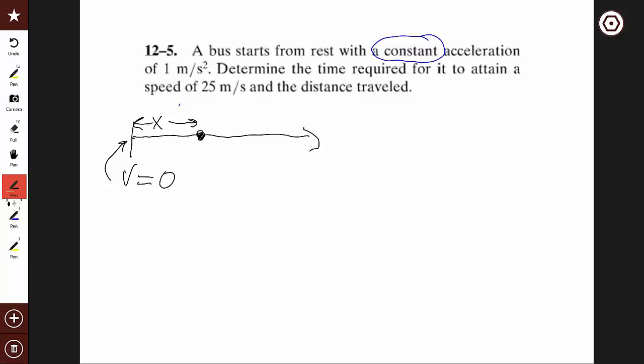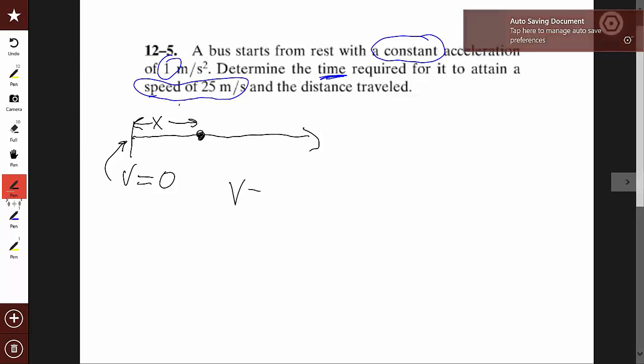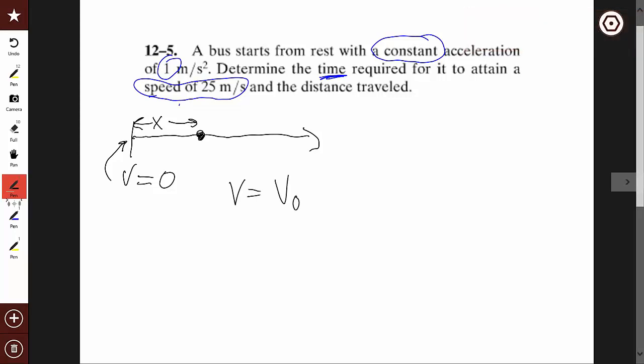Okay, so I'm looking for an equation that will take the things that I know, which in this particular case is the acceleration of 1, and relate it to what I'm looking for, which is time, for going a speed of 25. So I have the equations memorized. Hopefully you do too. One of them that comes out of the book is velocity is equal to initial velocity plus acceleration times time minus initial time, or original time, or whatever you want to call it.